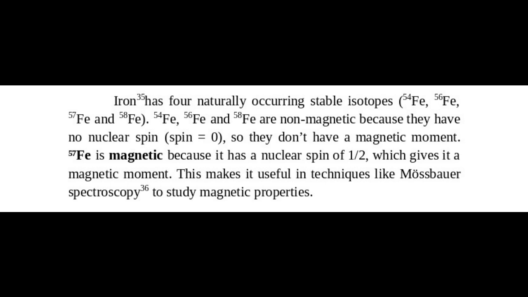A key characteristic that breaks down these isotopes is their magnetic property. Iron-54, iron-56, and iron-58 are non-magnetic because they have no nuclear spin, which means they lack a magnetic moment. In contrast, iron-57 is magnetic. This is because it has a nuclear spin of one-half, a property that gives it a magnetic moment and makes it useful in techniques such as Mössbauer spectroscopy for studying magnetic properties.